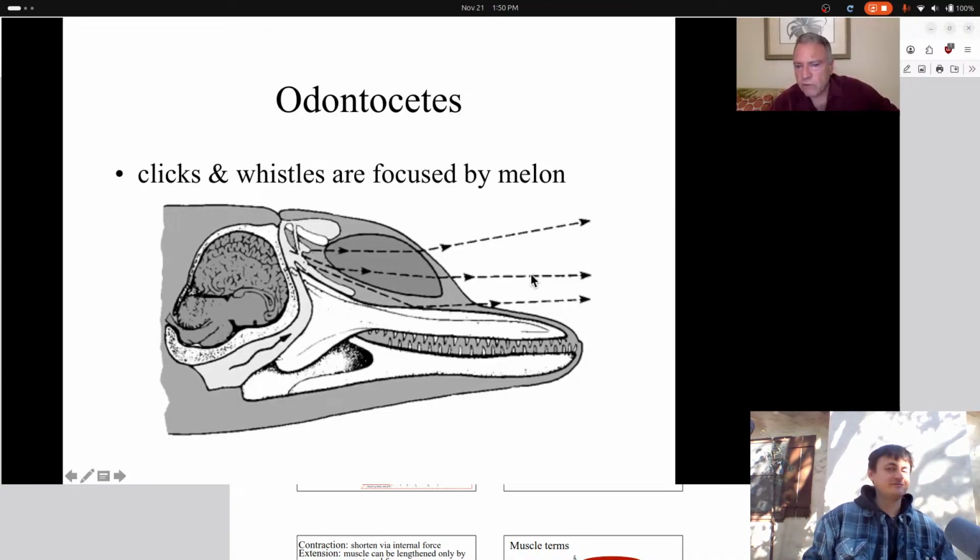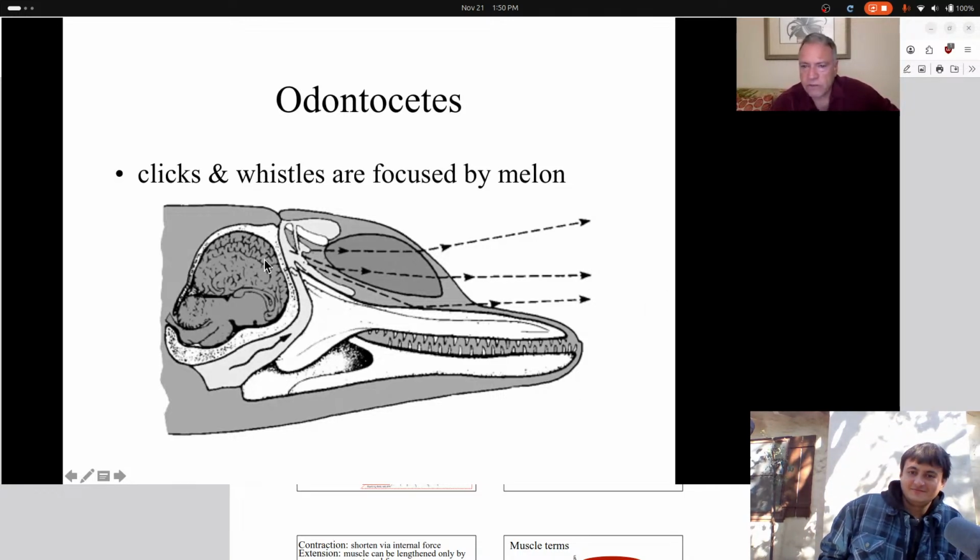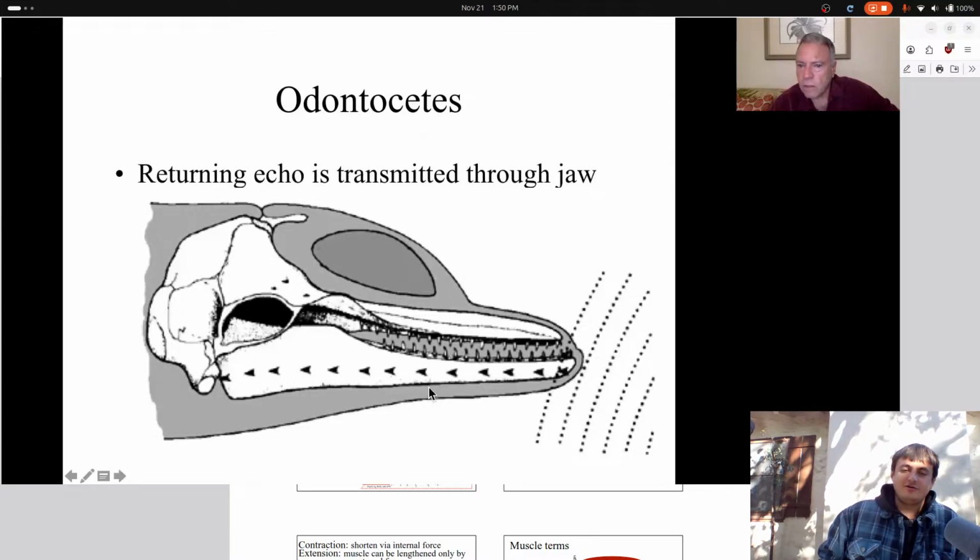So that's how they're transmitting the signal. How are they receiving the signal? Well, you don't want it coming back in the way it came out, otherwise the signal will interfere with itself. So instead, they receive the signal through their jaw. Their jaw has an oil-filled canal in it that focuses the sound down the jaw.